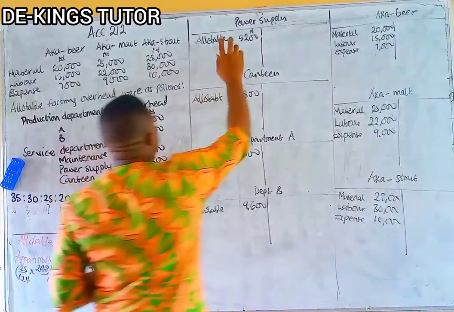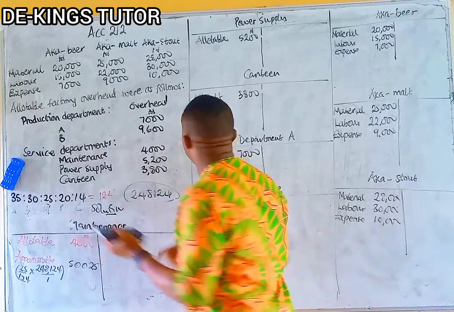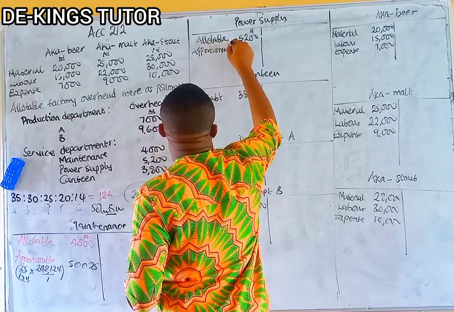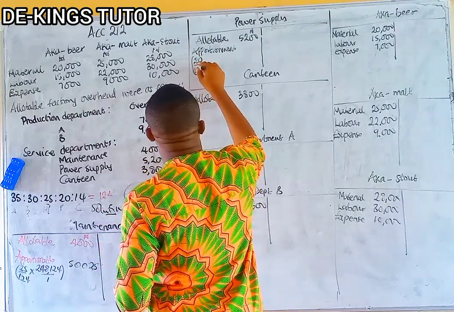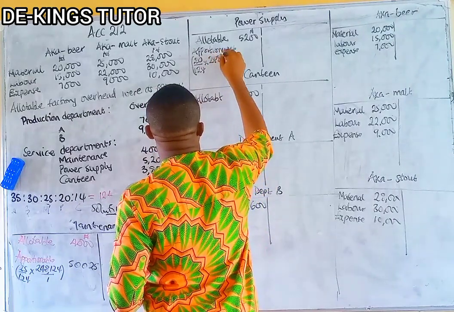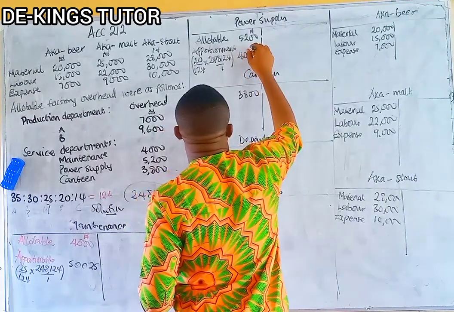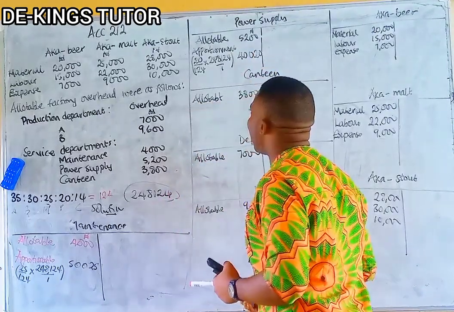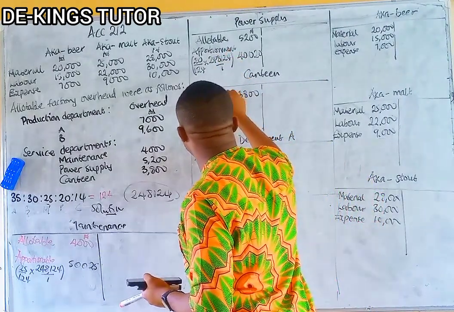Now we'll go to power supply. Power supply is this 20, right? So for apportionment, it becomes 20 over the total, which is 124 times 248,124. So what do we have? 4020. Yes. Okay. So that is the apportionment.